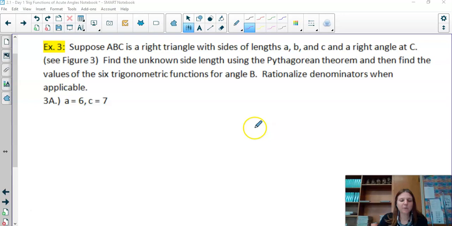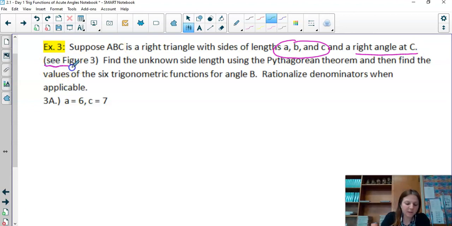Go ahead and pause the video and write down this entire question. I'm going to circle some important information and underline and put some boxes around things. Suppose ABC is a right triangle. You have side lengths of A, B, and C. So these are your side lengths. And a right angle at angle C. Now it tells you to see figure 3 in the book, and I'm going to actually draw that figure as well. Find the unknown side lengths using the Pythagorean theorem.